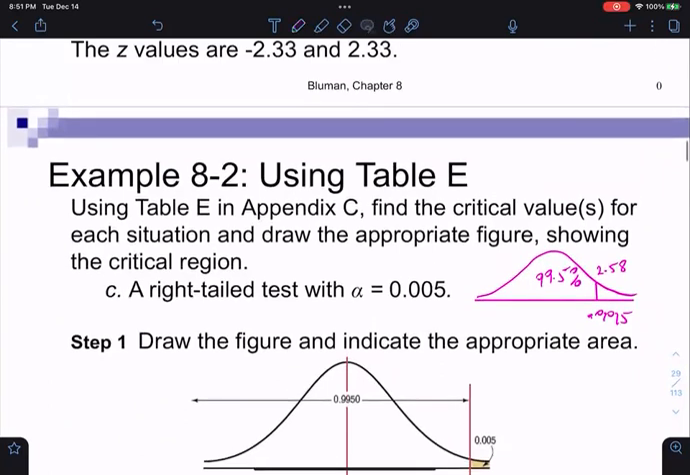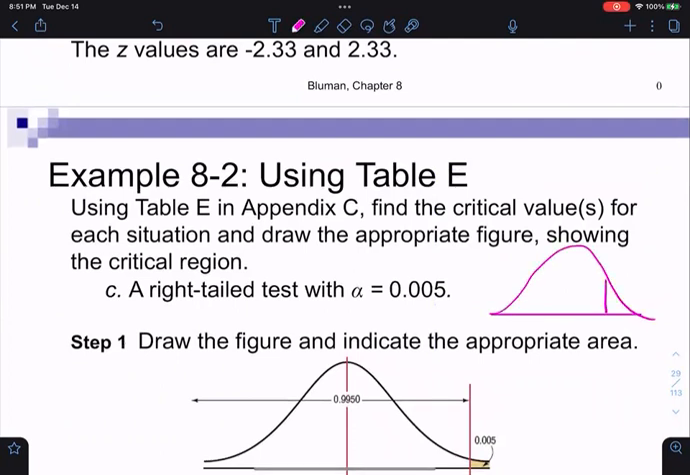So a right tail test. If you do a right tail test, you will have to do this. So the right tail test is 0.005. You need to do 1 minus alpha, 1 minus 0.005, whatever that is. You can use your calculator and find out what that is.